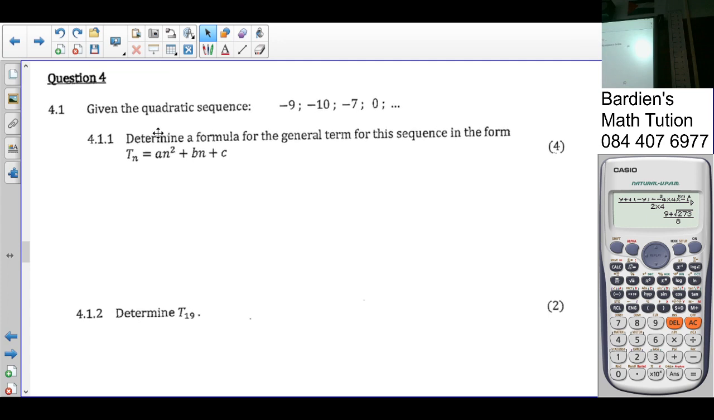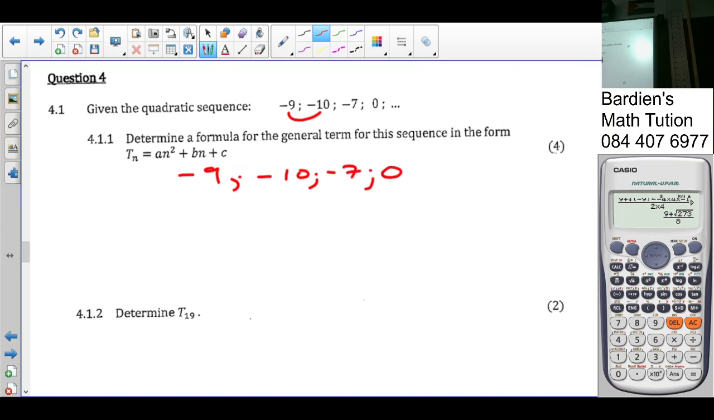Let's look at question 4. Given the quadratic sequence, what is exclusive to quadratic sequences? What will you only find in a quadratic sequence? There is a second difference, not just a first. There is a first common difference. Determine the formula for the general term for the sequence. Okay, so how do we move from? Okay, this is right here: negative 9, negative 10, negative 7, 0.